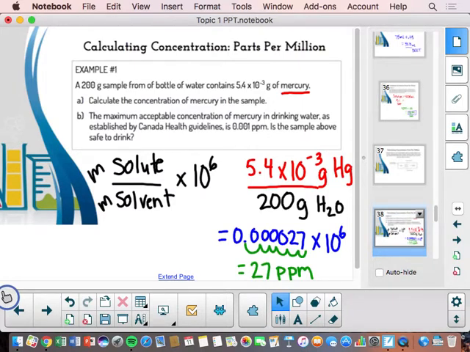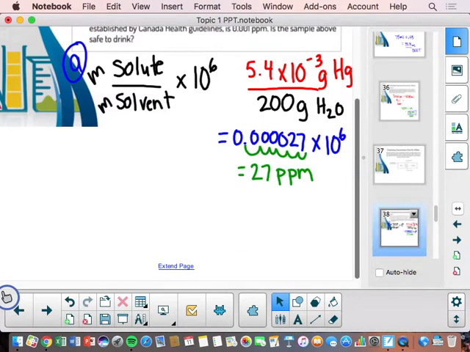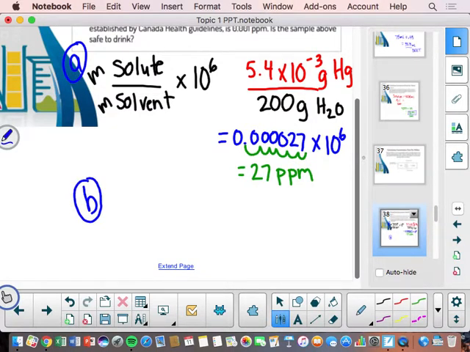Okay. So that's answering letter A. Letter A is calculating the concentration of mercury in the sample. Our second job here, it says the maximum acceptable concentration of mercury in drinking water as established by Health Canada guidelines is 0.001 parts per million. Is this sample above safe to drink? And the answer would be yes. So for B, we would write this sample is not safe to drink.